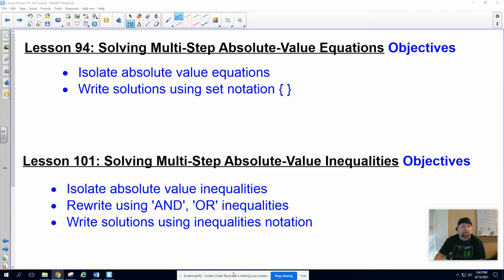So today's lesson is going to be a combined lesson. Lesson 94, solving multi-step absolute value equations, where we're going to isolate absolute value equations and write solutions using set notation. And then lesson 101, solving multi-step absolute value inequalities. Again, isolate the absolute value inequality, rewrite using "and" or "or" inequalities, and write solutions using inequality notation. Combine these because they are very similar.